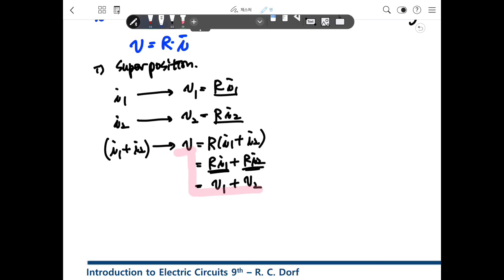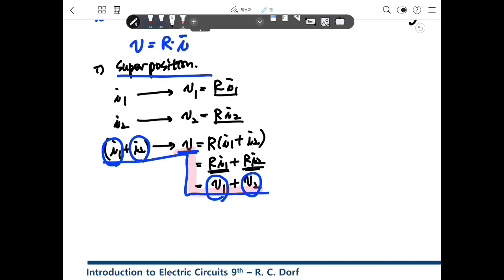So when you insert the sum of two inputs, then the output is the same as the sum of each of the outputs here. Then you can say these characteristics satisfy the superposition property. The second thing is homogeneity.